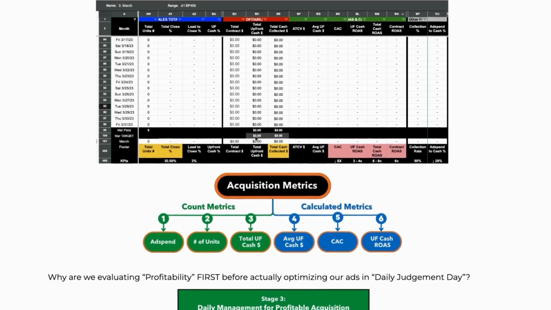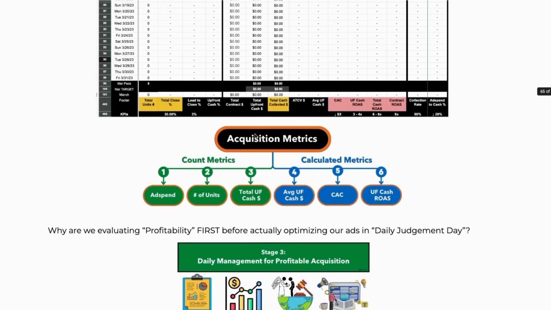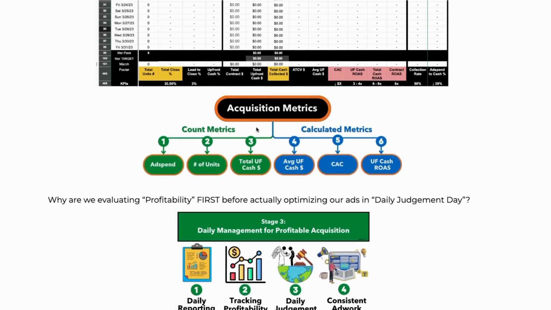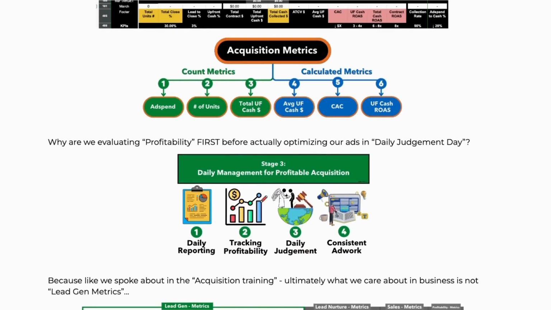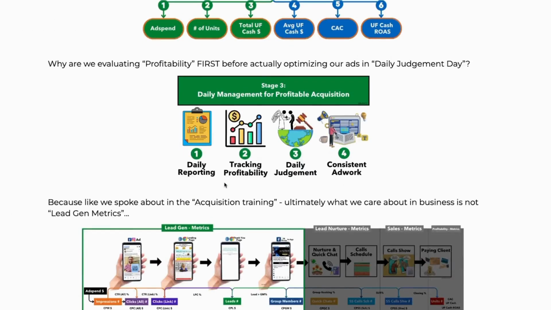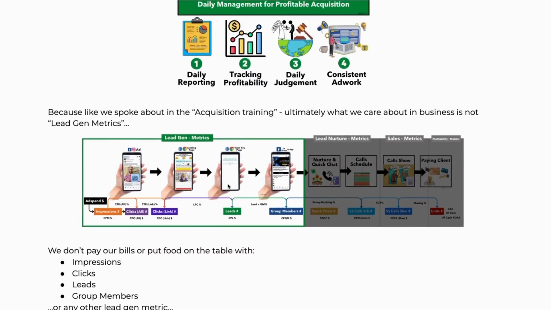The reason we are first evaluating our profitability before we go in and optimize our ads on Daily Judgment Day is this. Why are we doing this first instead of that? Why shouldn't we optimize the ads first? Why are we looking at the tracking sheet first? The reason is, like we talked about in the acquisition training, that ultimately what we care about in business is not just the lead generation metrics.